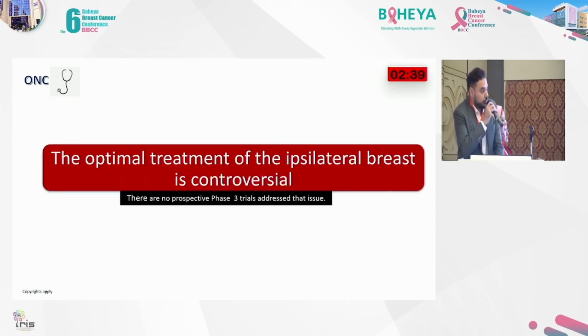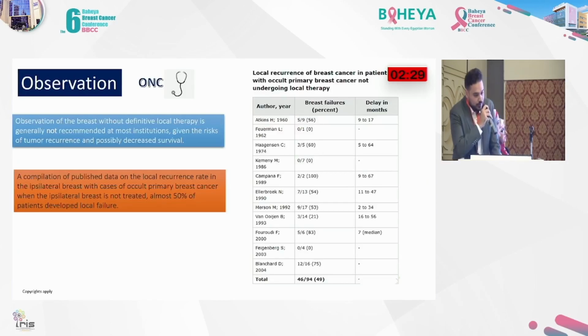Actually, the optimal treatment for the ipsilateral breast in this case is controversial because we don't have any prospective phase 3 trials addressing that issue. Observation of the breast without definitive local treatment is generally not recommended in most cancer institutes because there is a risk of tumor recurrence and possibly decreased survival.